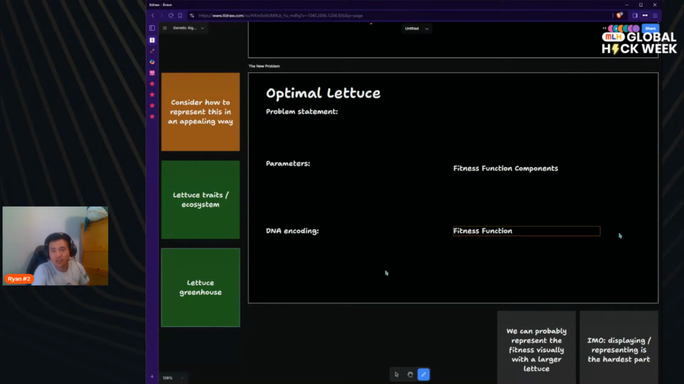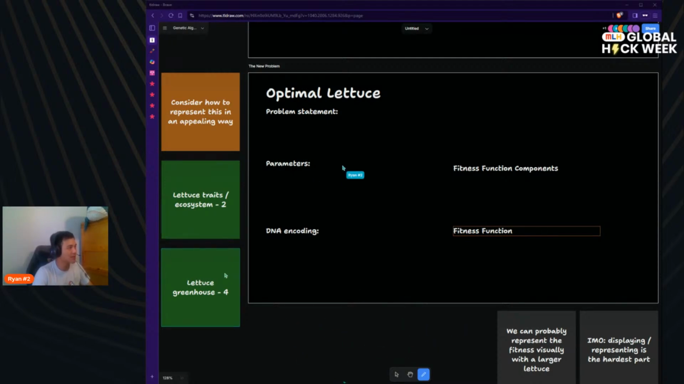Okay. Let's see. What are we looking at? How many votes do we have? We have 1, 2, 3 for the greenhouse. And we have 1, 2 for the ecosystem. And I think I just saw another vote for the greenhouse. So it looks like we're going to be building a greenhouse optimization problem.